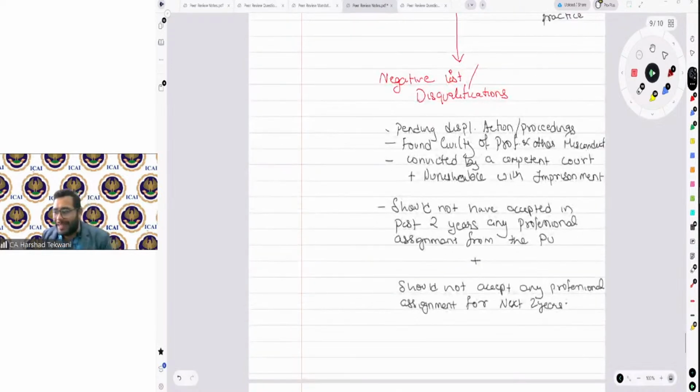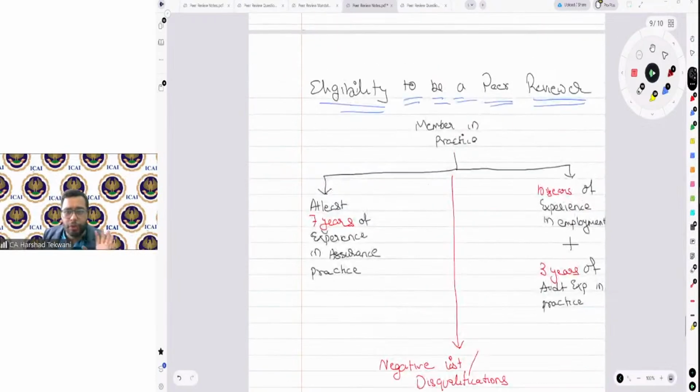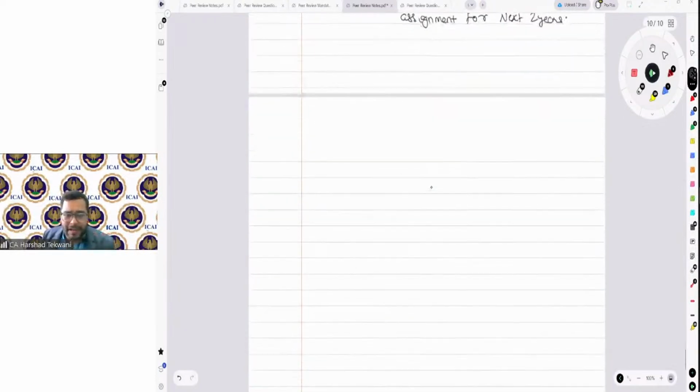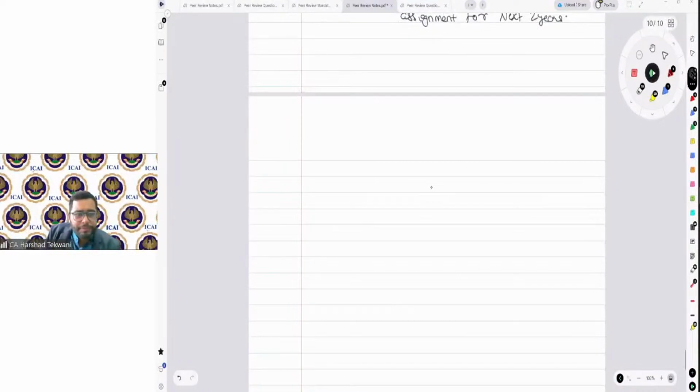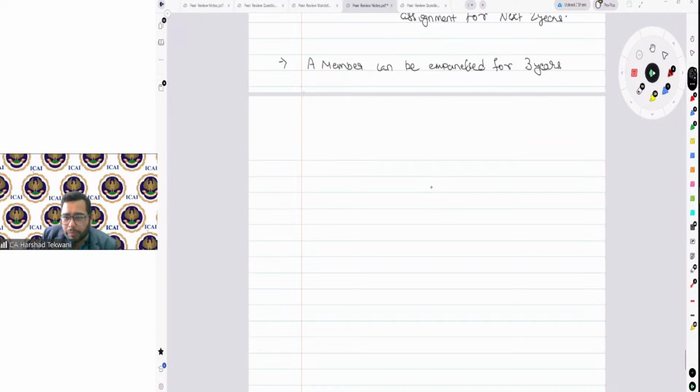Okay, so if these are the conditions, then he can be empaneled. Once these conditions are satisfied, a member can be empaneled as a peer reviewer for 3 years, 3 years from the date of the peer review test.